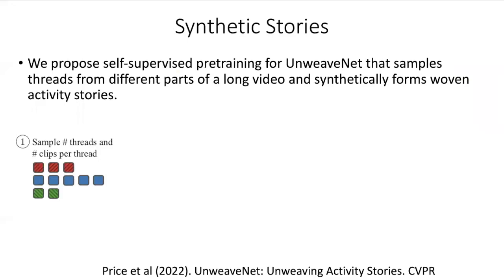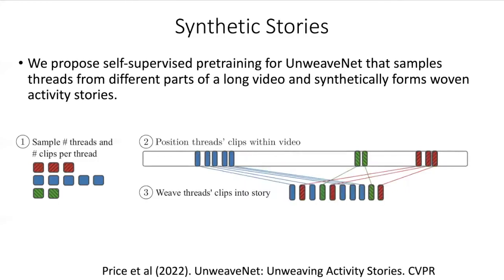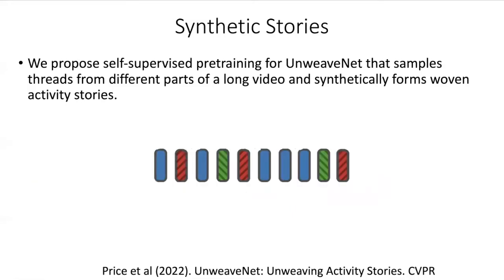We propose self-supervised pre-training for UnweaveNet. We start by sampling a thread and clips. We then position these within the same video. We use the same video to avoid trivial synthetic stories. We enforce a minimum separation between threads. We also vary the gap between clips for additional complexity. We then randomly interleave these clips, respecting the order of the clips within the same thread. Our self-supervised proposal produces synthetic stories for which the ground truth is automatically available, thus training UnweaveNet on hundreds of thousands of these synthetic stories.